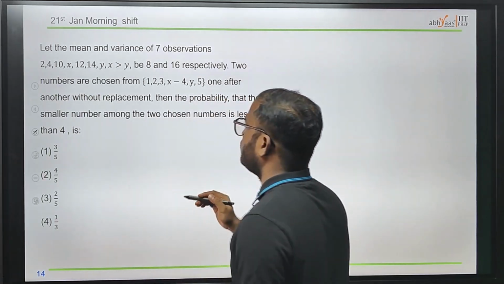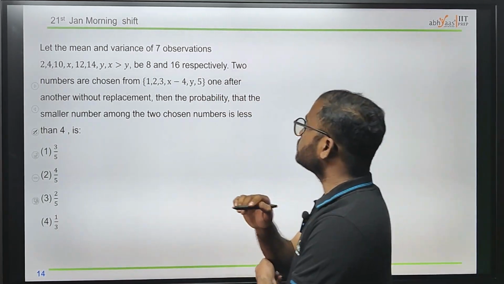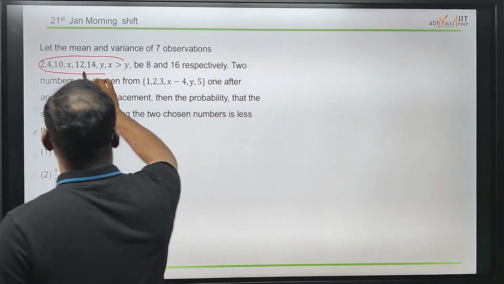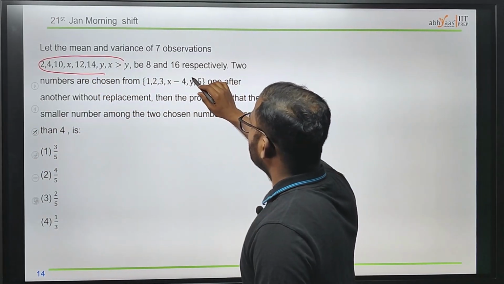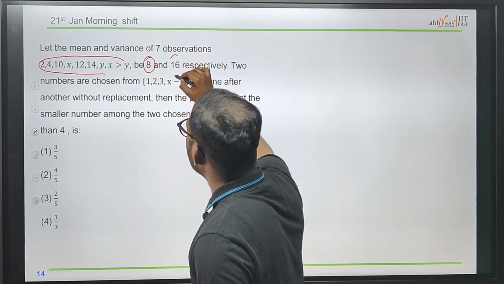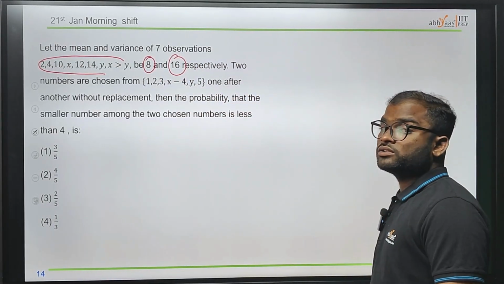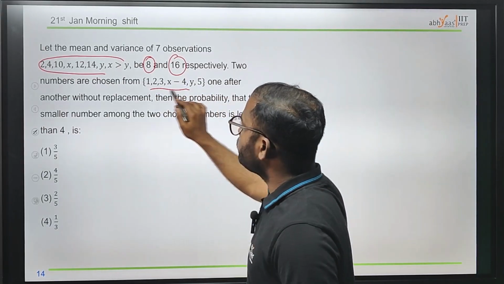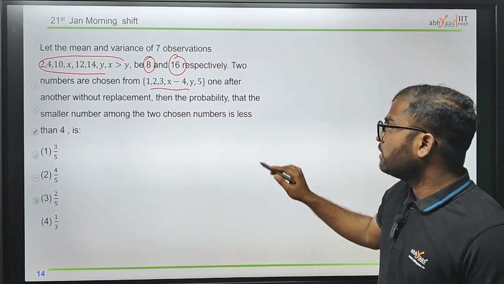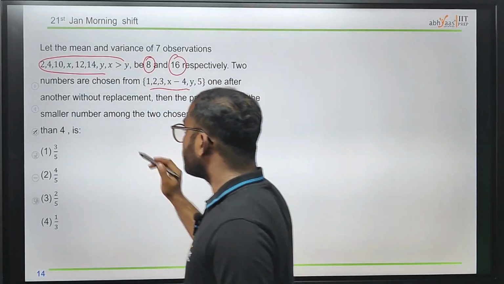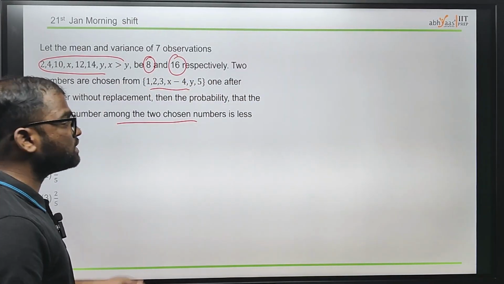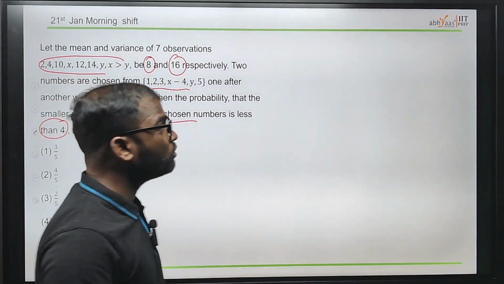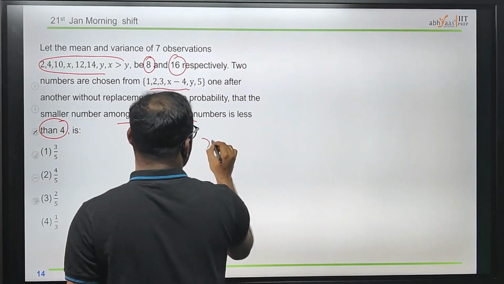We have to find the mean and variance of 7 observations. In this question they gave 2, 4, 10, x, 12, 14, y, where the mean is 8 and the variance is 16. Also they said 2 numbers are chosen from this set, one after another without replacement. Then what is the probability that the smaller number among the 2 chosen numbers is less than 4? Firstly we have to find these x and y values.